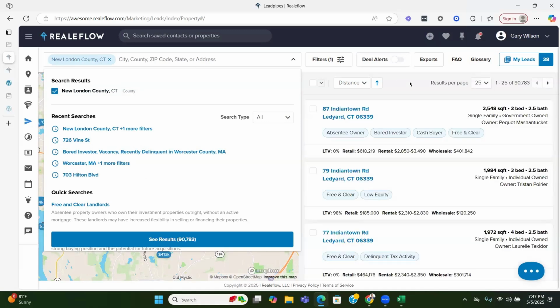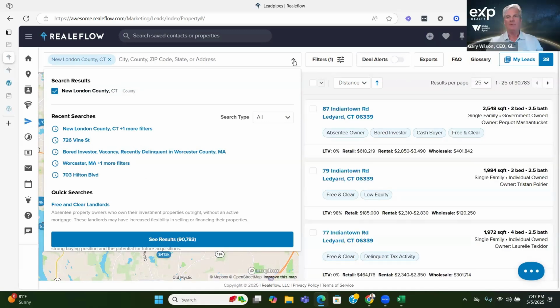By the way, guys, you no longer have the criteria drop down here. They put everything in the filters tab. All the criteria and the filters are all together in the filters tab. So you've got 90,783 residential unit properties in New London County, Connecticut.